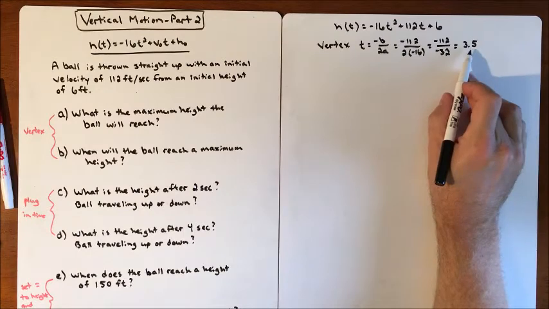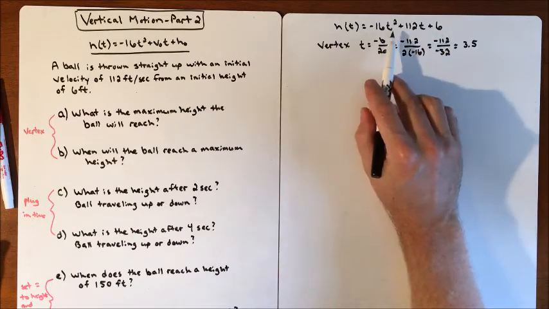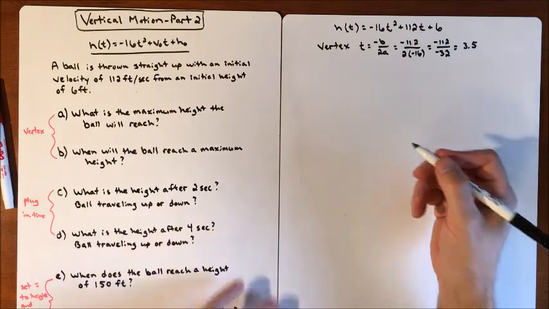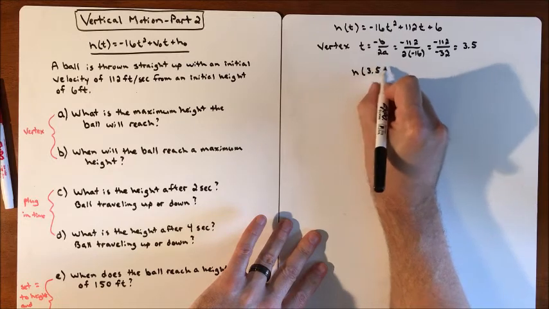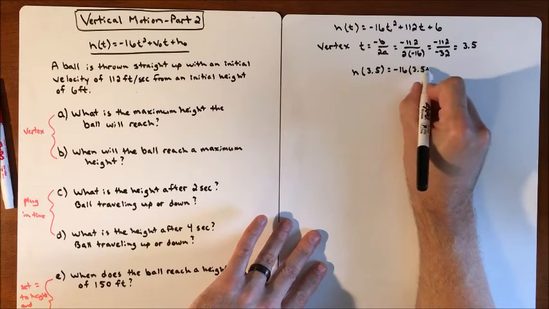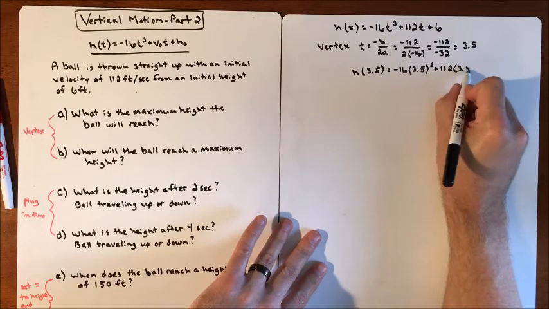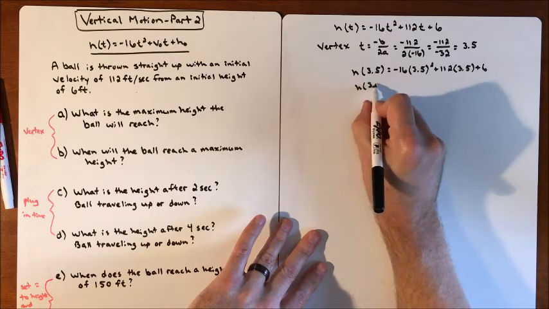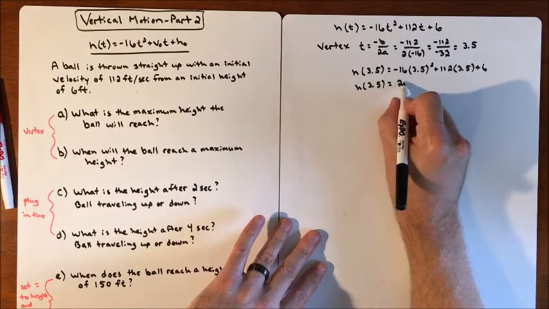Now that's our time that it takes to get to the maximum height. We don't know what the maximum height is, but we have this equation. That is, if we know the time, we can plug it in, and that'll find us our height. And this is going to be the maximum because it's the vertex. So our height with respect to time, we're going to be plugging in a 3.5. So that's negative 16 times 3.5 squared plus 112 times 3.5 plus 6. So height after 3.5 seconds is going to equal 202.